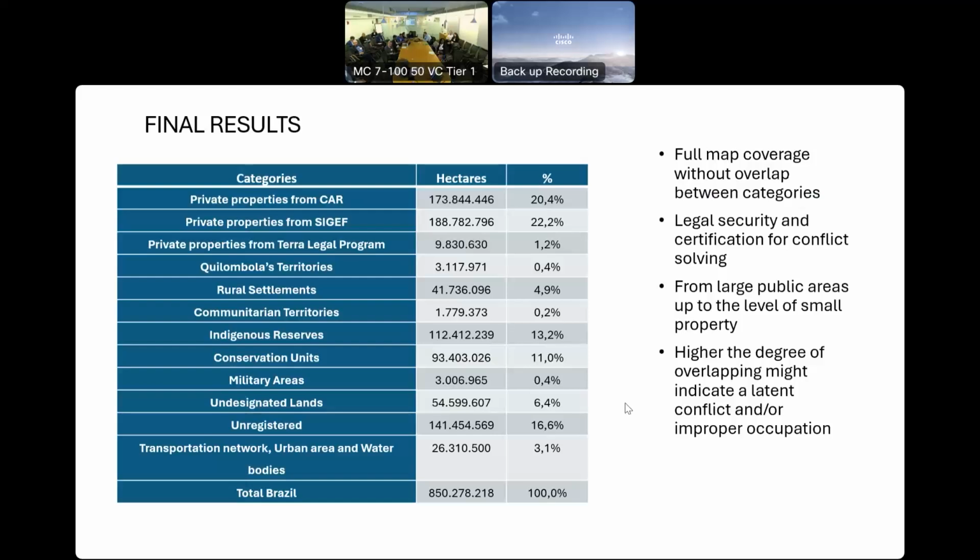Indigenous, those informations are very important because we have more than 10% of the surface of the country with indigenous people, and a bit more than 10% with conservation units. So that's quite a lot of land that is under that situation. But for us, what is important are these two. Undesignated lands, we have 54 million hectares in Brazil. And unregistered, 141 million hectares, based on the information that we had at the time.